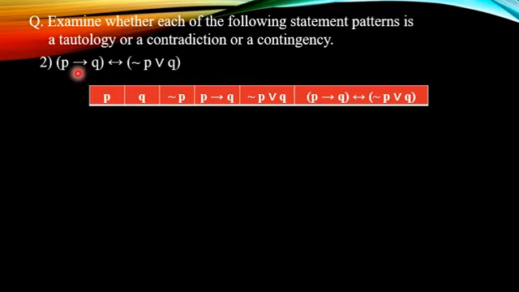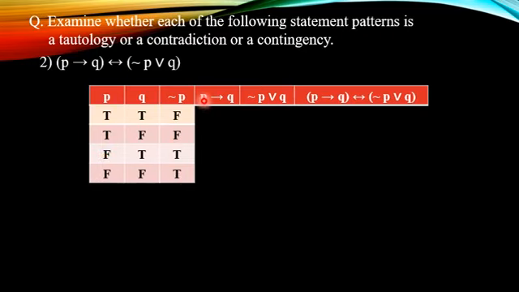Similarly, for this statement pattern there are two prime components, so there are 4 different combinations. In P we write 2 times T, 2 times F. In Q we write TF, TF alternately. Then we find negation P. For negation we all know negation of T is false, negation of F is true. So the truth values of this column are negation T false, negation T false, negation F true, negation F true.